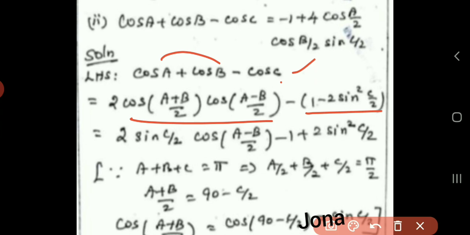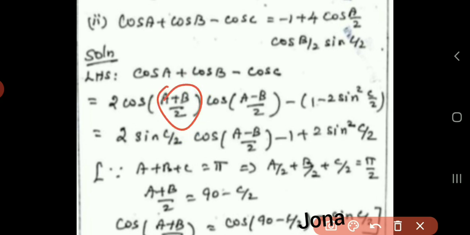And then in that place, cos of (A plus B) by 2 into cos of (A minus B) by 2, minus, multiply with the minus symbol here, so we have minus 1 plus 2 sin square C by 2. Okay, here in the first bracket we have (A plus B) by 2. Already we have A plus B plus C equal to pi. If we divide each angle by 2, we have A by 2 plus B by 2 plus C by 2 equal to pi by 2.